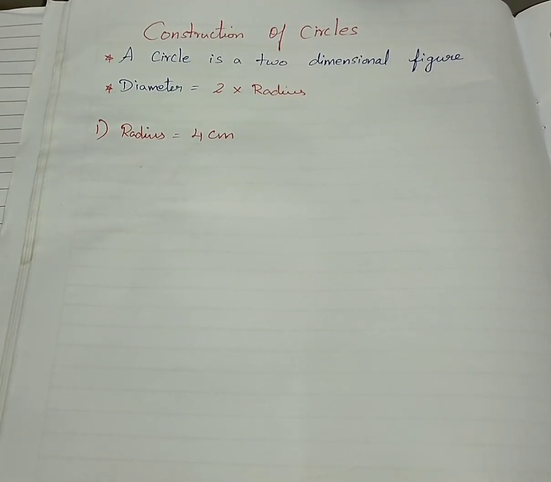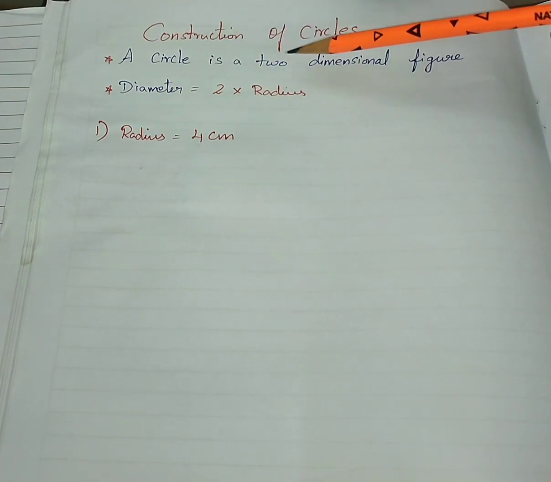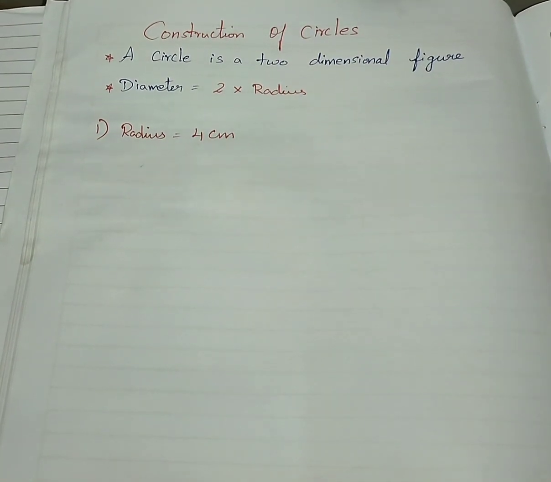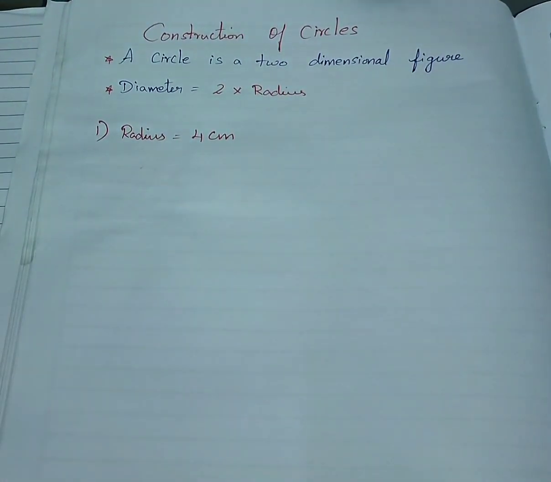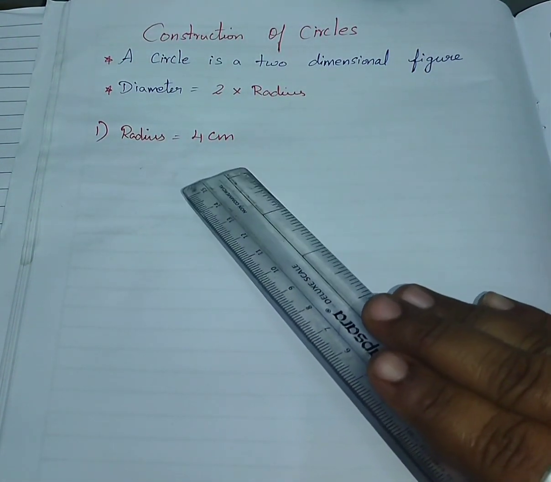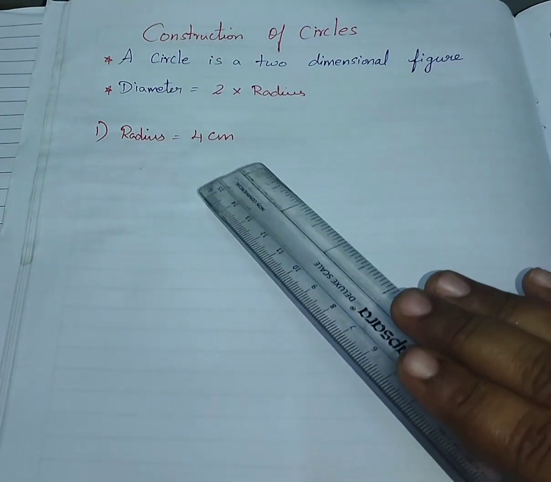As many requested, today I am doing this video on how to construct the circle. What do you mean by circle? A circle is a two-dimensional figure. If we want to draw a circle, what do you want? Don't say compass and a ruler. What is important to draw a circle? Radius is important. The measurement of radius is very important to draw the circle.